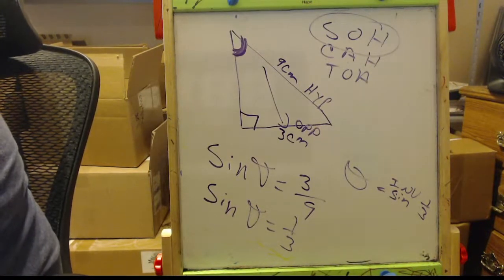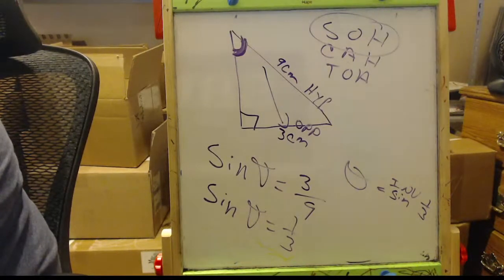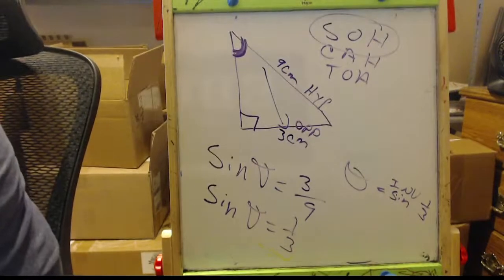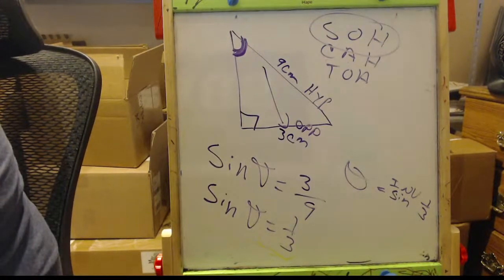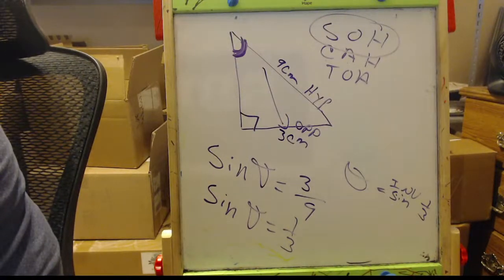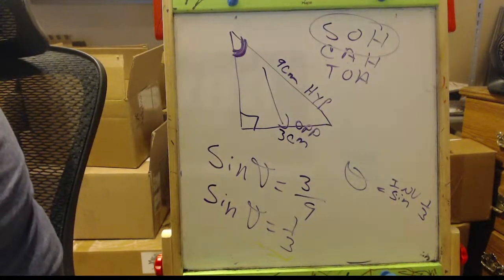Do they give you an angle? And what does the triangle look like? Is it a right triangle? So it all depends on the triangle and what else they give you. Do they give you an angle? Because that's the things you need to know.